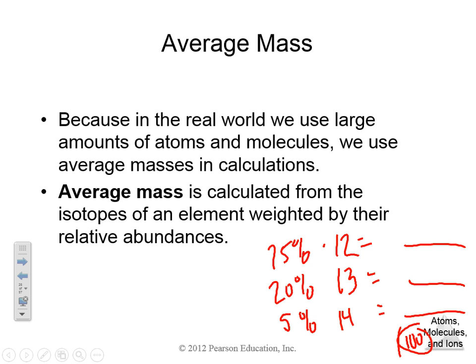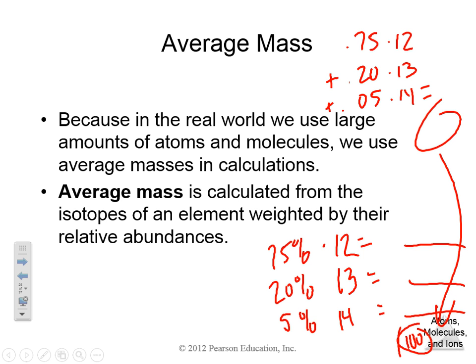Or if you wanted to do it likewise and not divide by 100, instead of taking these as percents, you could convert them into decimals and go 0.75 times 12 plus 0.20 times 13 plus 0.05 times 14. Add that all up, and those two numbers would be the same, and you'd have the same answer for your average atomic mass.